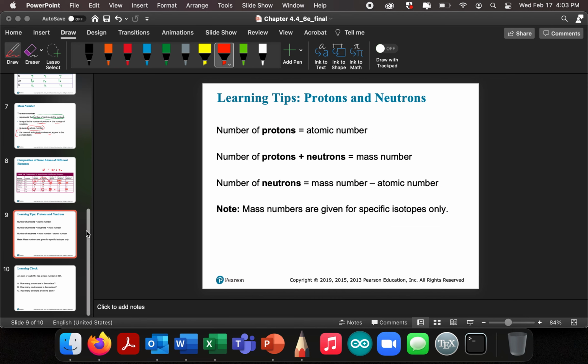So, in review, the number of protons is equal to the atomic number. The mass number is the sum of the protons and the neutrons. And so you could rearrange this equation and say the number of neutrons must be the mass number minus the atomic number. It's the same equation. Finally, the mass numbers are given for specific isotopes only, which we haven't said much about. We'll say more about that later.